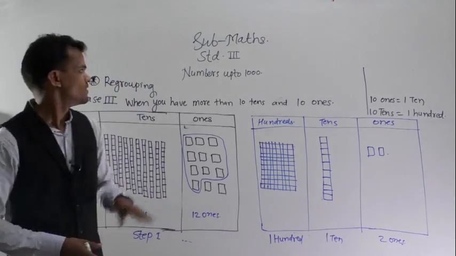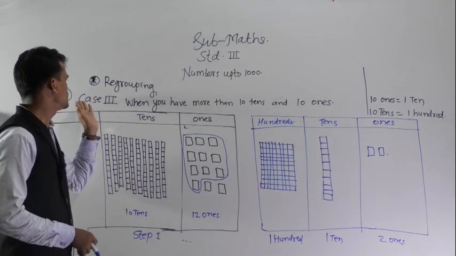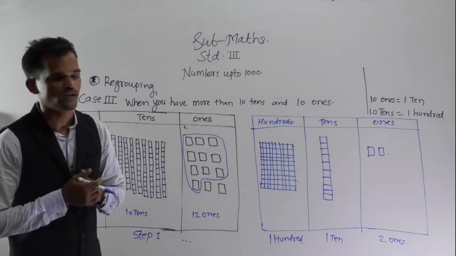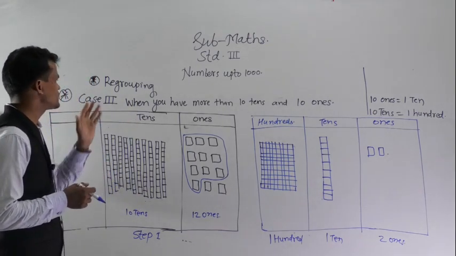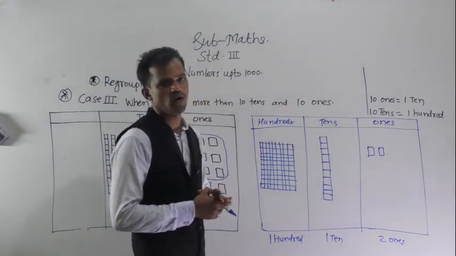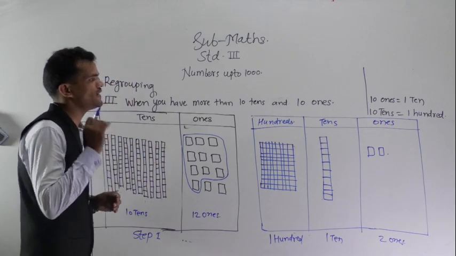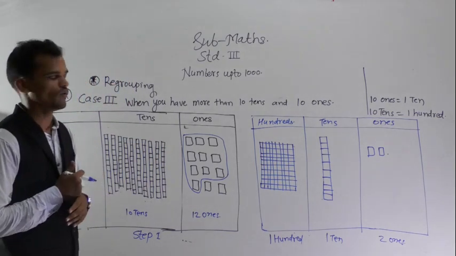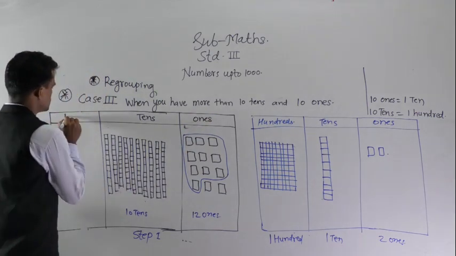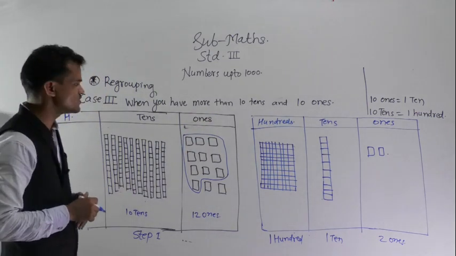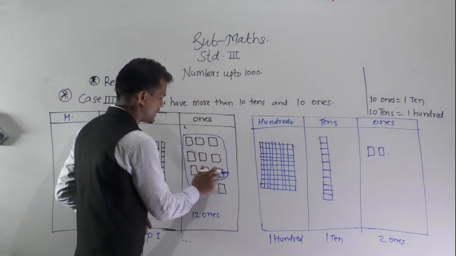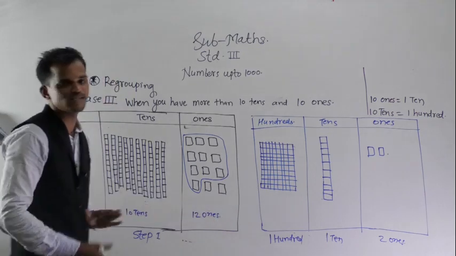Today we will see case 3 of regrouping of 100s, 10s and 1s. Case 3 is when you have more than 10 tens and 10 ones. See, this is the 1s column, this is the 10s column and this is the 100s column. How many 1s are there? 1, 2, 3, 4, 5, 6, 7, 8, 9, 10, 11, 12 ones are there.